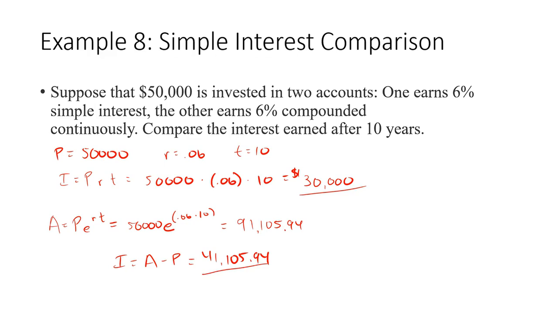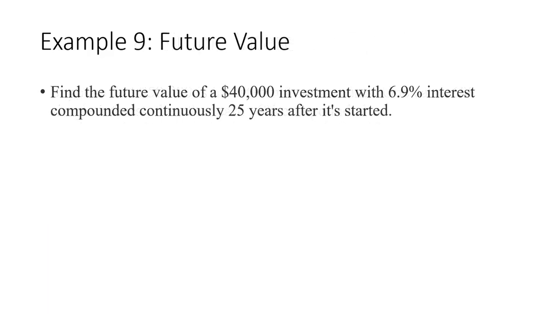There are definite differences in these accounts, and so it's important to be able to understand which one's going to work out better for you. Finally, let's just practice one more and find the future value of a $40,000 investment with a 6.9% interest compounded continuously for 25 years. So again, the future value, A equals P e to the r times t.